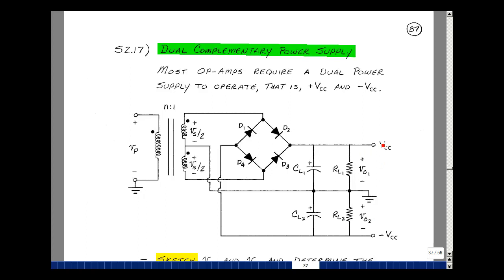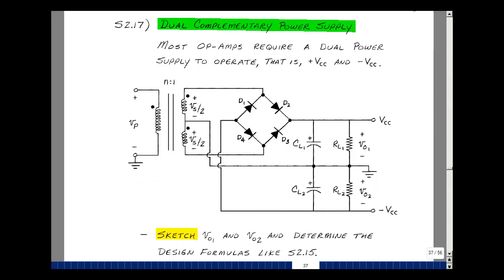You can see here I'm showing V sub C from here to ground, and then showing minus V sub C from here to ground. In other words, this is a positive voltage as shown here, so it's going to be negative with respect to ground. I'd like you to sketch V out 1 and V out 2 and determine the design formulas like we did in supplemental problem 215. Oops, this should be supplemental problem 216.